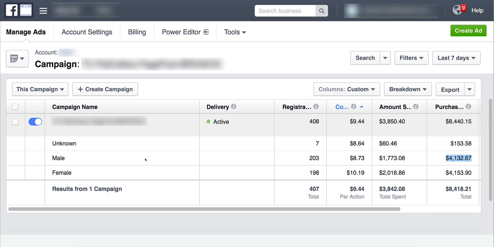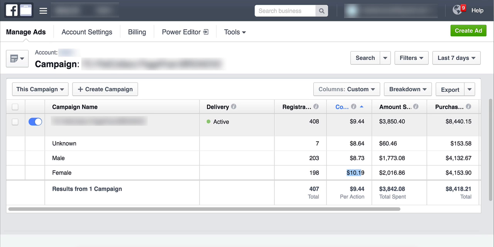So check this out. This is a pretty even split test, okay? I'm sorry, I've gotten 203 sales from men on this campaign. My average cost per conversion is $8.73 for men. I've spent $1,700 to make $4,100. All right, that's great. That's phenomenal. It's over 100% ROI.